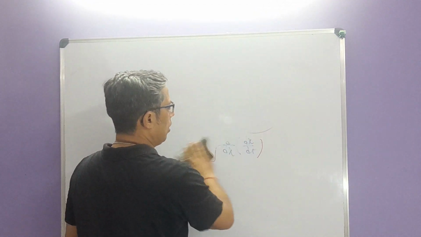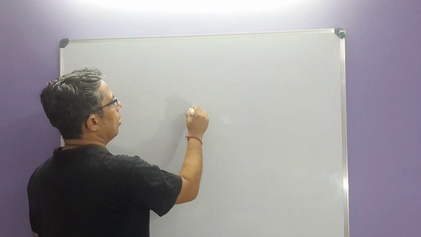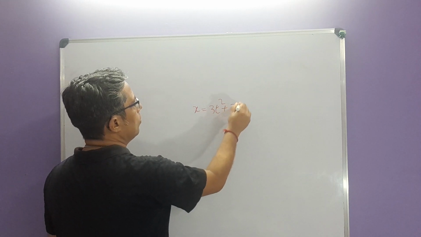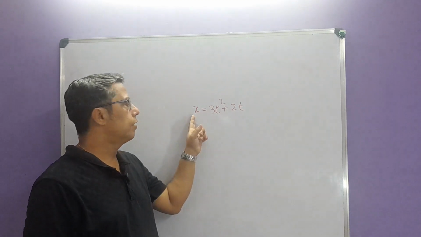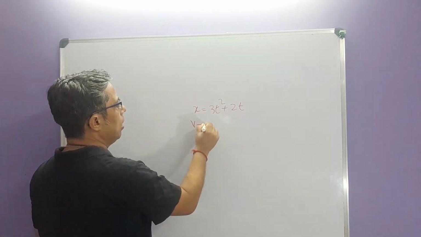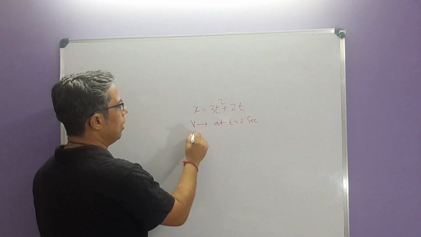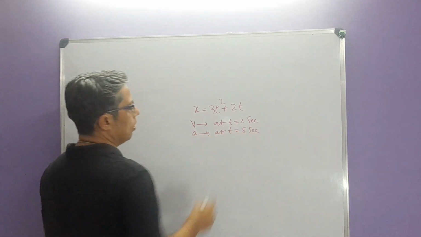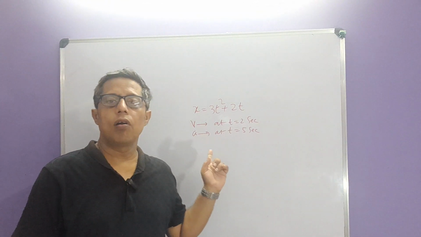In class 11, in the motion chapter, let's say x is a function of 3t square plus 2t. Here t is the time variable and x is the displacement. Now the question is: calculate the velocity at t equal to 2 seconds, and calculate the acceleration at t equal to 5 seconds. These are the questions for you. Now how are we going to solve this?